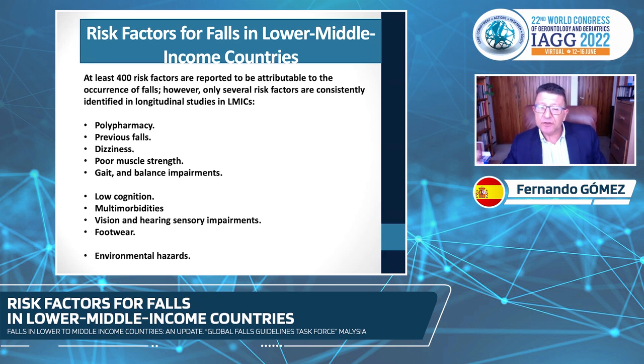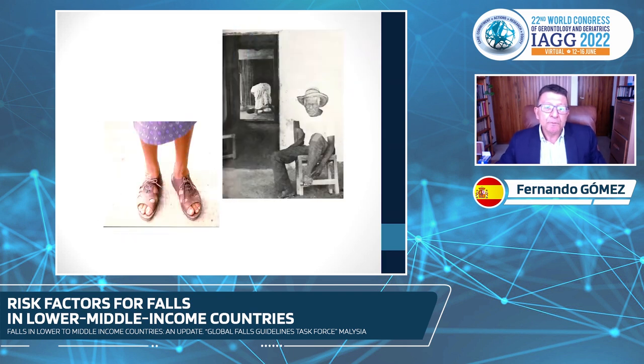There are the vision and hearing sensory impairments that I mentioned, and another interesting risk factor for our region is inappropriate footwear. Later I will talk about the characteristics of environmental hazards in developing countries. Inappropriate footwear, especially in tropical climates, is an important risk factor because going barefoot is very common in these regions.